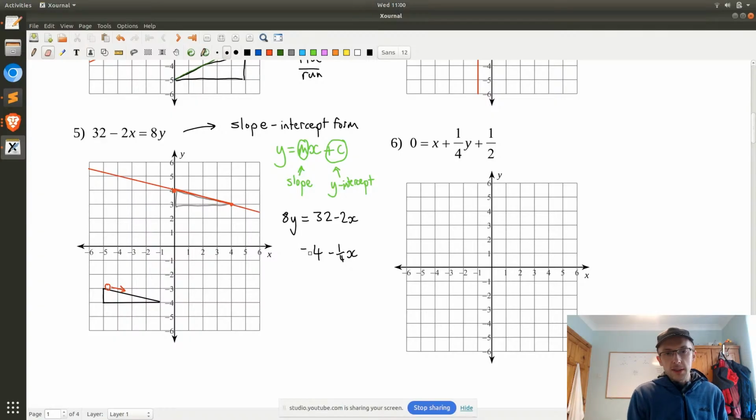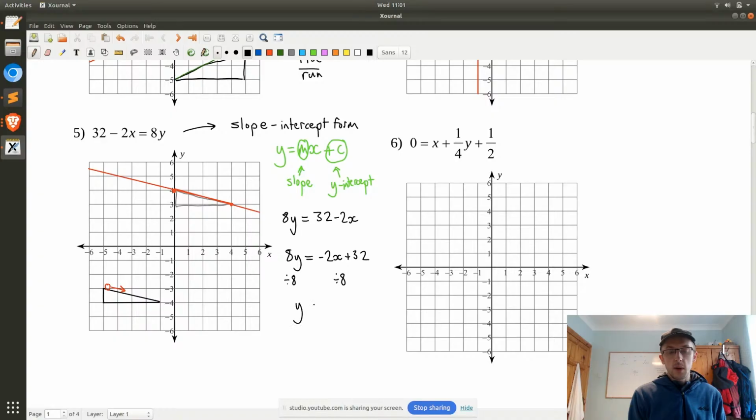To help you out a little bit here, I'm going to put the negative 2x in front. All I'm doing is swapping the positive 32 and the negative 2x around, which you're allowed to do. And you can see that it nearly looks just like that, except there's a number in front of y. So what we're going to do is divide both sides by 8. Divide the left-hand side by 8 and divide the right-hand side by 8.